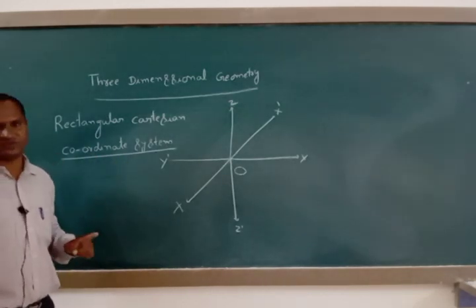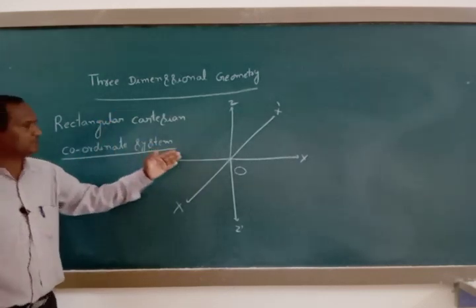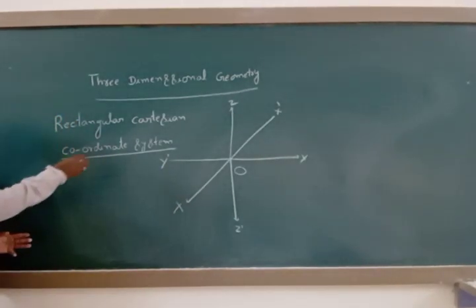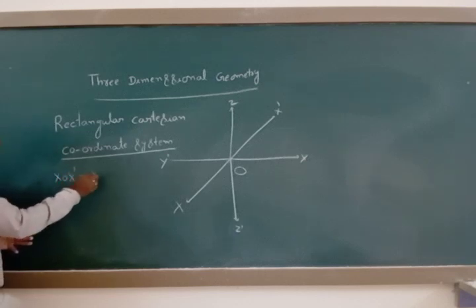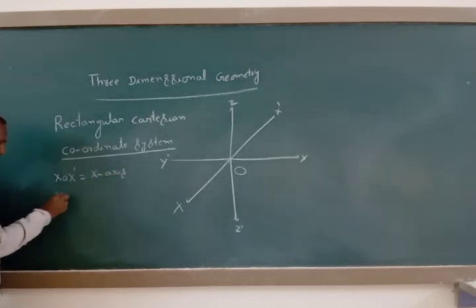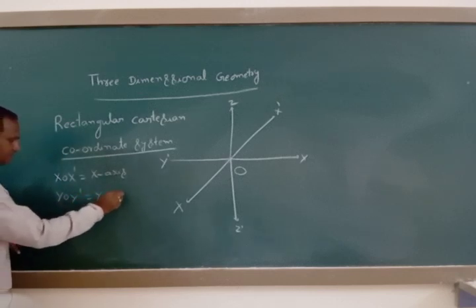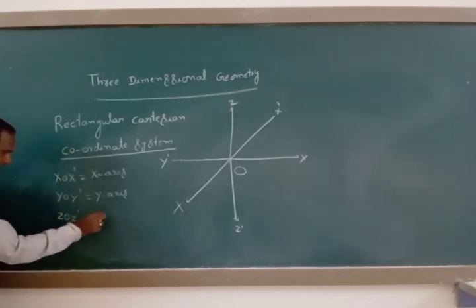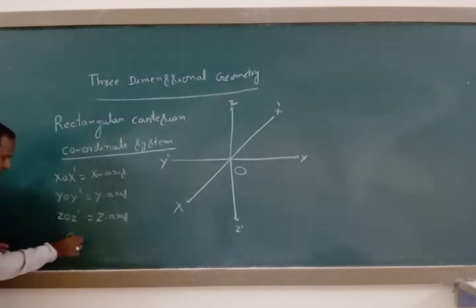It was there in first PC. Now in case of 3-dimensional geometry we need 3 axes. By seeing the diagram we can easily analyze. XOX dash is the x-axis, YOY dash is the y-axis, ZOZ dash is the z-axis, and O is called the origin here.